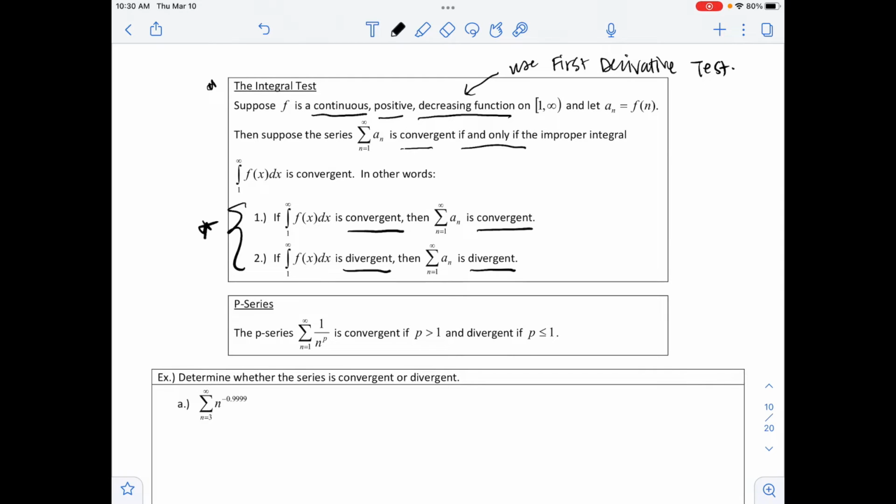And then down here, we have a p-series test. The p-series states that if we have the sum from n equals 1 to infinity of 1 over n to the p, this is going to be convergent if p is greater than 1 and divergent if p is less than or equal to 1. And we've seen this before in previous sections.